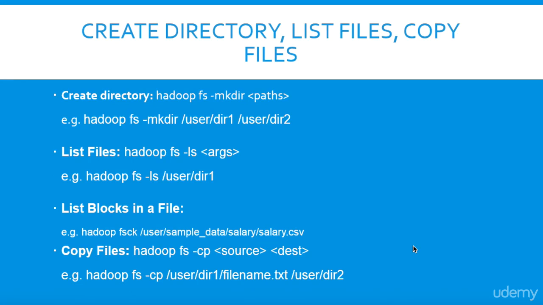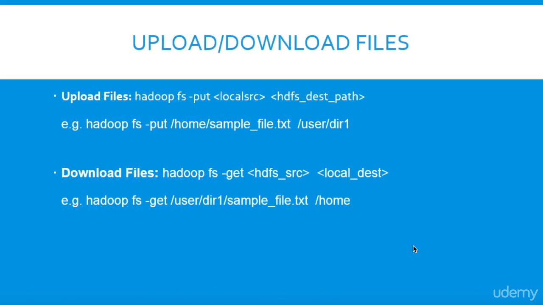To copy files from one location to another in HDFS, you can use the -cp command as shown in the example here. And if you want to upload some files from your local directory to HDFS, you can use the -put command. To download files from HDFS, you can use the -get command. See the example here.